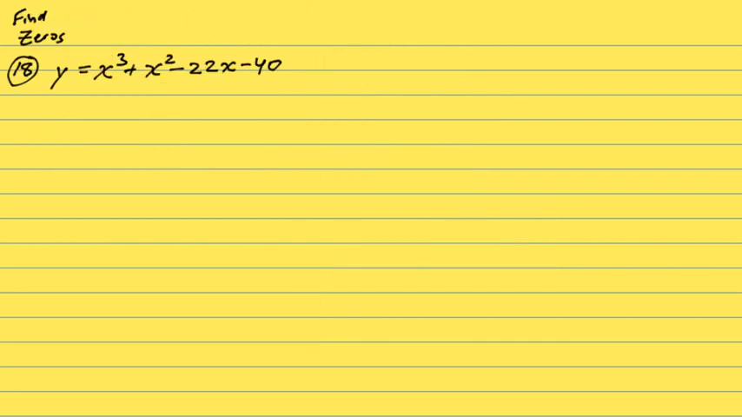Okay, after 17, we're moving to 18. We want to find zeros. Again, we want to find zeros. Usually one of the zeros is a factor of this last constant. So, factors of positive, negative, 40, 20, 10, 4, 8, 5, 2, and of course 1. I always try the smaller ones.